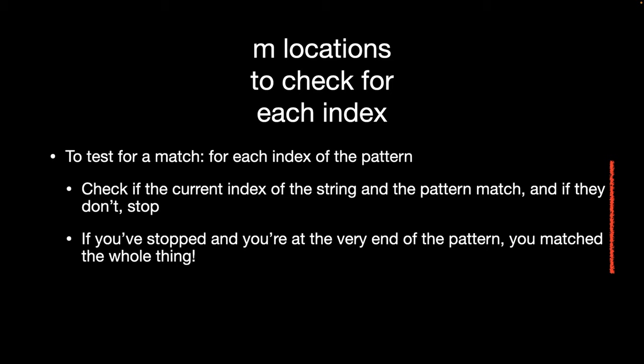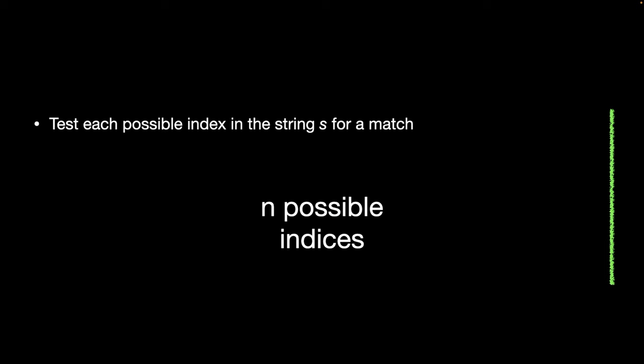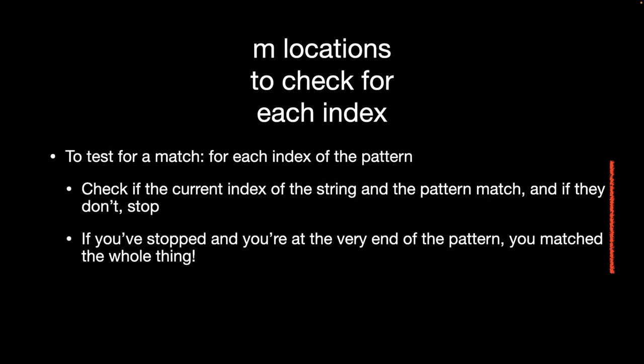Once we have picked a potential location for the mutation to begin, then there are M letters in the mutation check that we're doing. And so for each of those N locations, we have to do M checks. We have to check M letters. So to test for a match for each index of the pattern, check if the current index of the string and the pattern match, and if they don't, stop and move on to the next possible location for a match. So this gives us a big O of NM algorithm, because for each possible location, we have to do M amount of work, in the worst case, to check if we've matched.